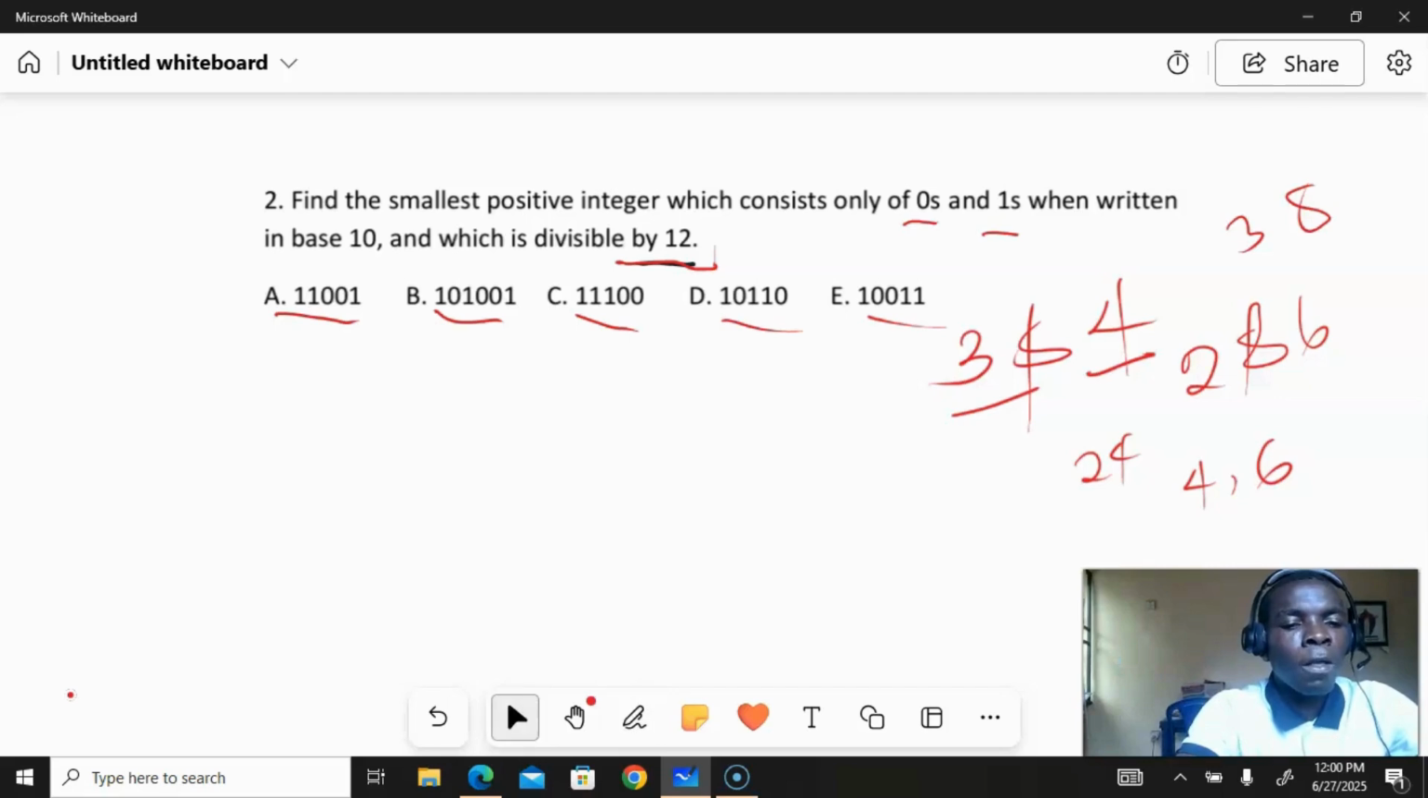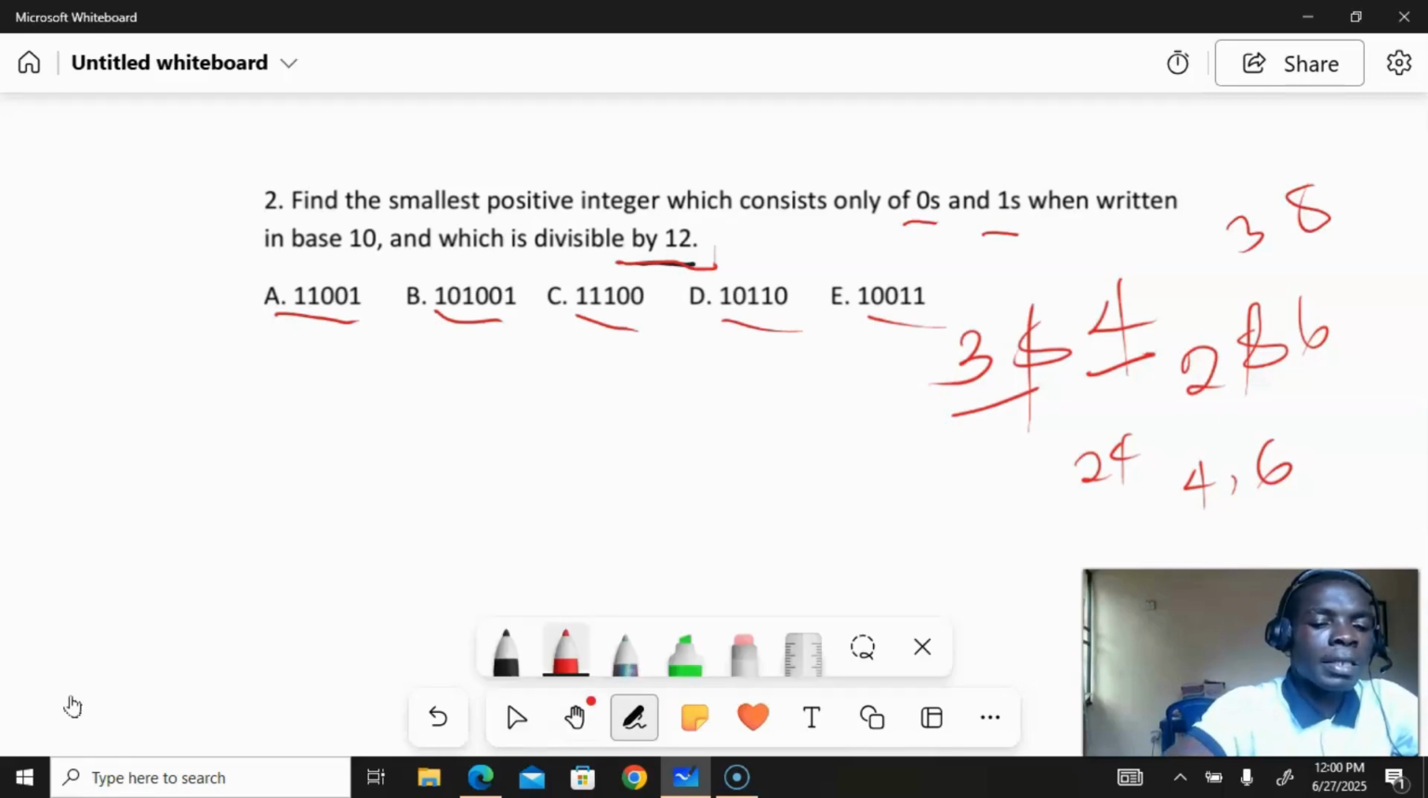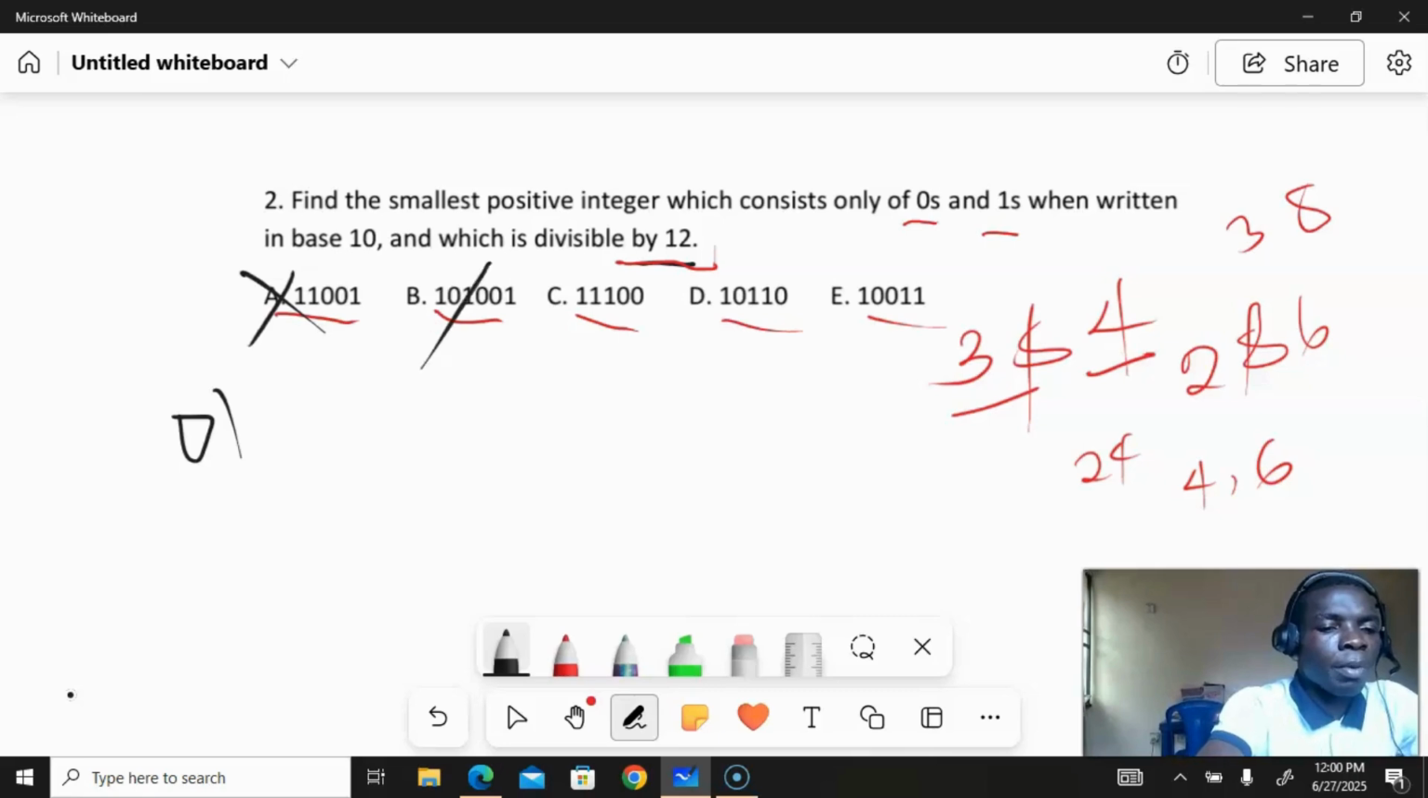Now let's come to 4. Which of the numbers is divisible by 4? That will be the answer. For a number to be divisible by 4, by the divisibility rule for 4, the last 2 digits of that number must be divisible by 4. So when we look at option A, the last 2 digits, which is 0, 1, is not divisible by 4. So option A is eliminated. Option A is not the answer. We look at option B, the same thing. The last 2 digits is 0, 1, not divisible by 4.